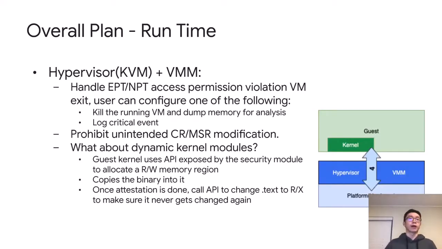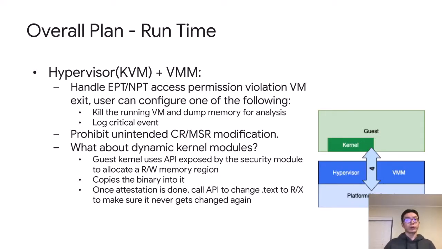During runtime, the hypervisor and QEMU or VMM will just handle EPT and NPT access violations. And if that happens, the user can configure one of the following actions. They can either kill the running VM and dump all the memories for analysis. That's for people who care a lot about security and want to make sure nothing wrong happens. And for the majority of users, we will just log a critical event and notify the user and let them decide what they want to do. Meanwhile, we do the same thing for the control register and MSR modifications.